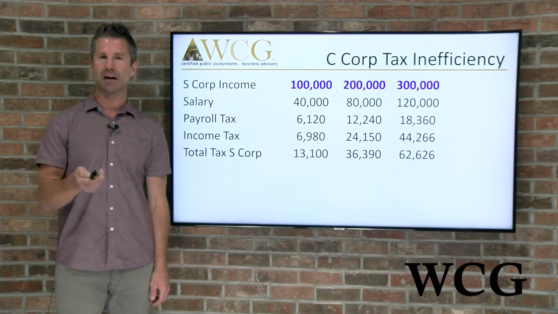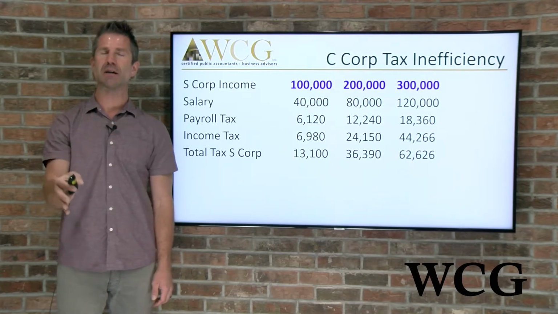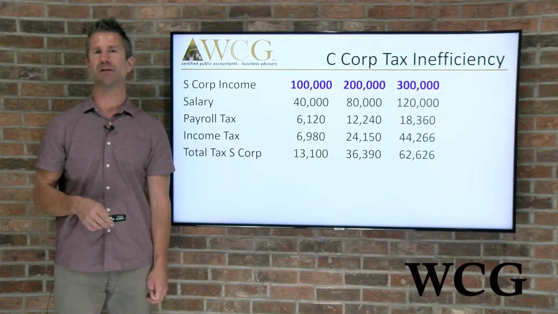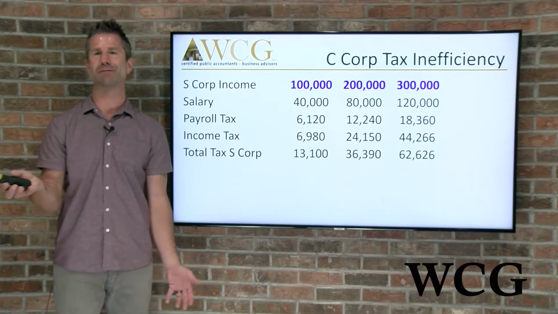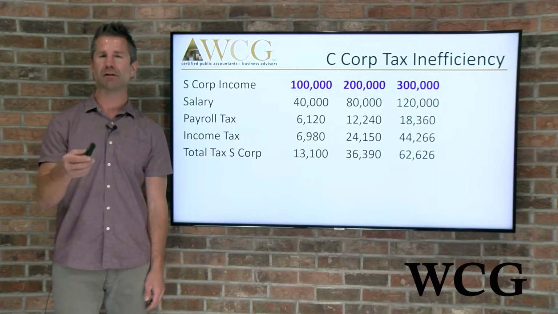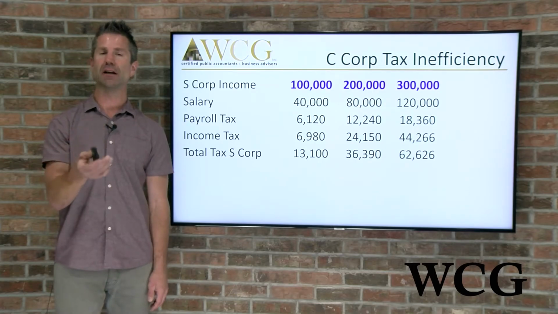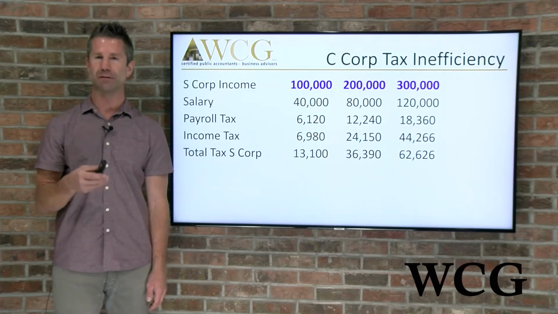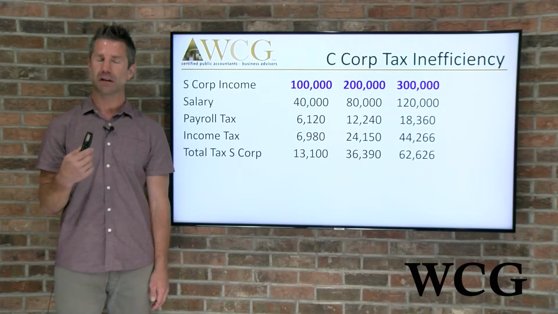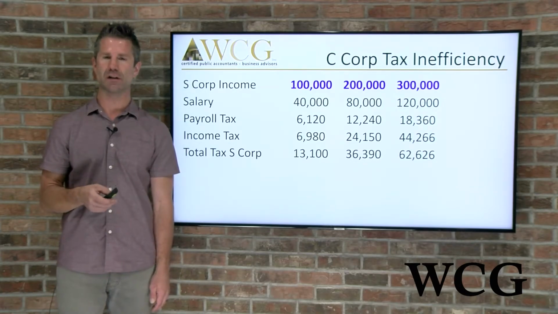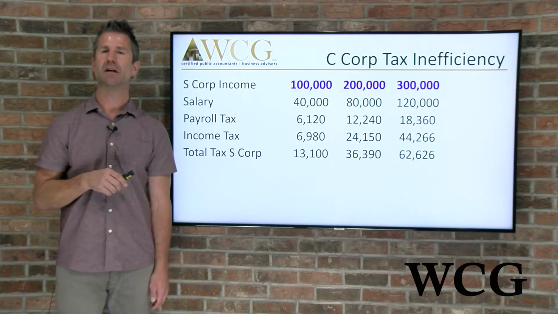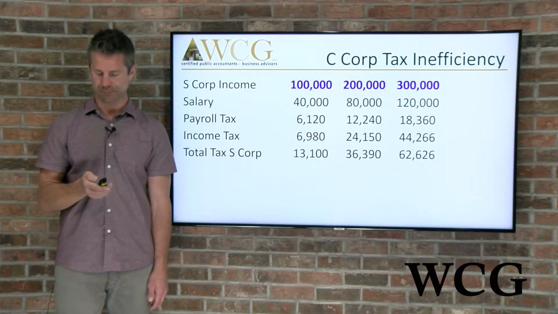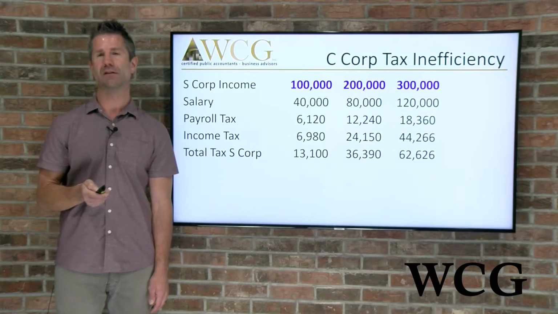Let's drill down a little bit. We have three columns there: 100,000, 200,000, and 300,000. Salary: 40, 80, 120. We just took a strict 40%, made it easy. Payroll tax, income tax. You're looking at a total tax for your S Corp of, let's say, on the $100,000 column, $13,100. So keep that in mind. You're paying roughly about 13% in tax on your S Corp income with the S Corp at 100,000.